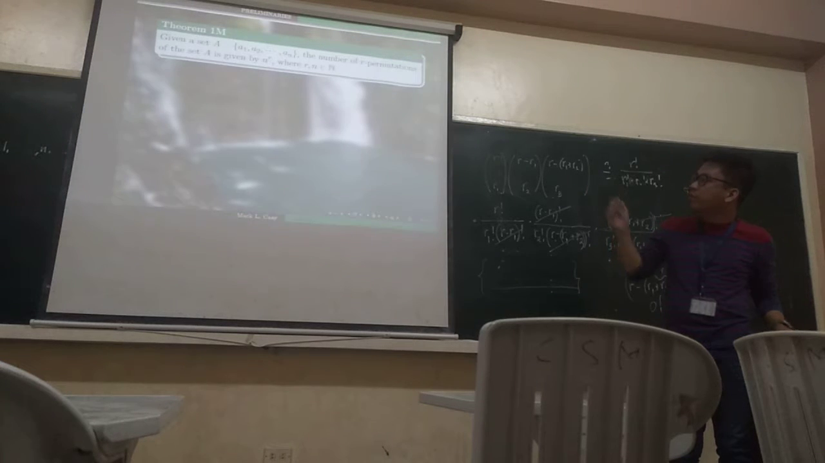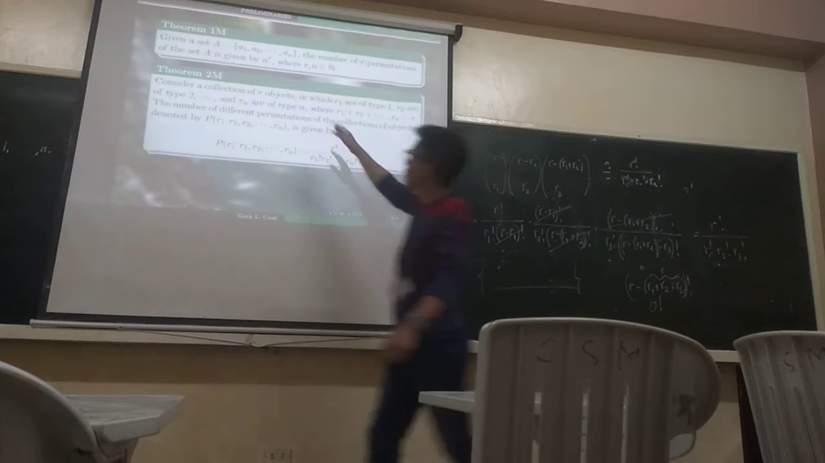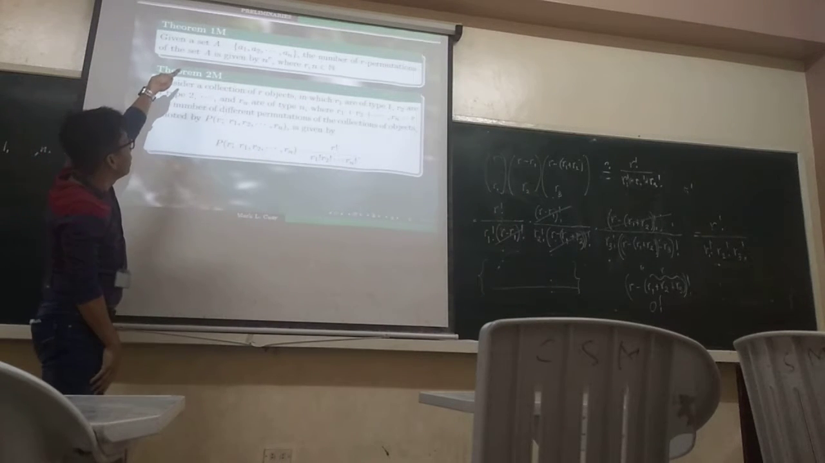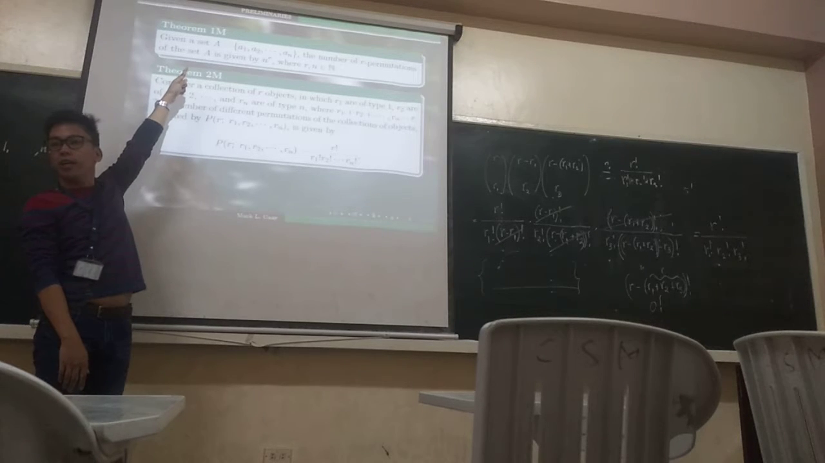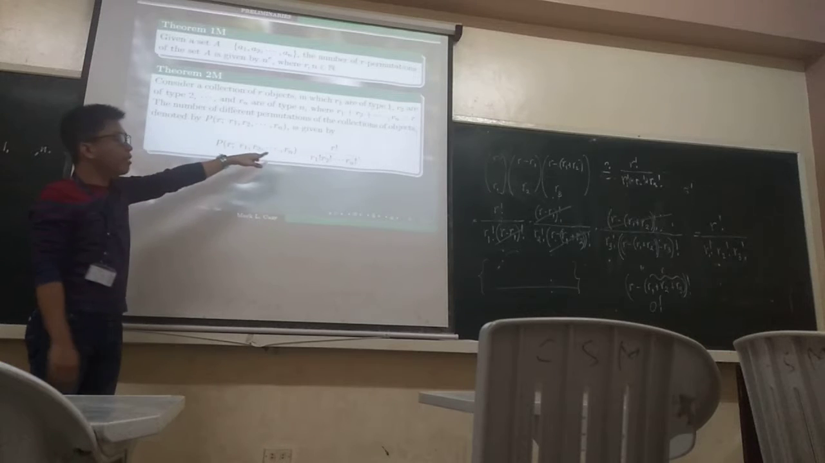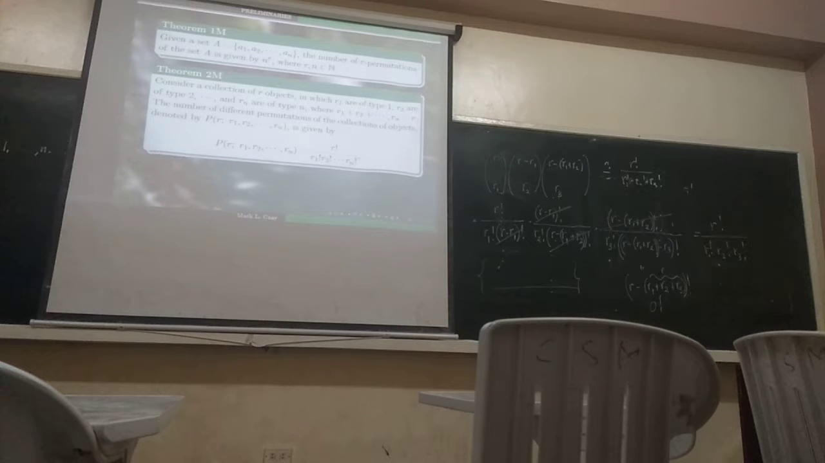Okay, let's consider this theorem. You have a given set A. Let's consider this as an exercise as well, because it's just a mirror of the previous theorem. If you notice, this is also the first theorem. The second theorem is a generalization.